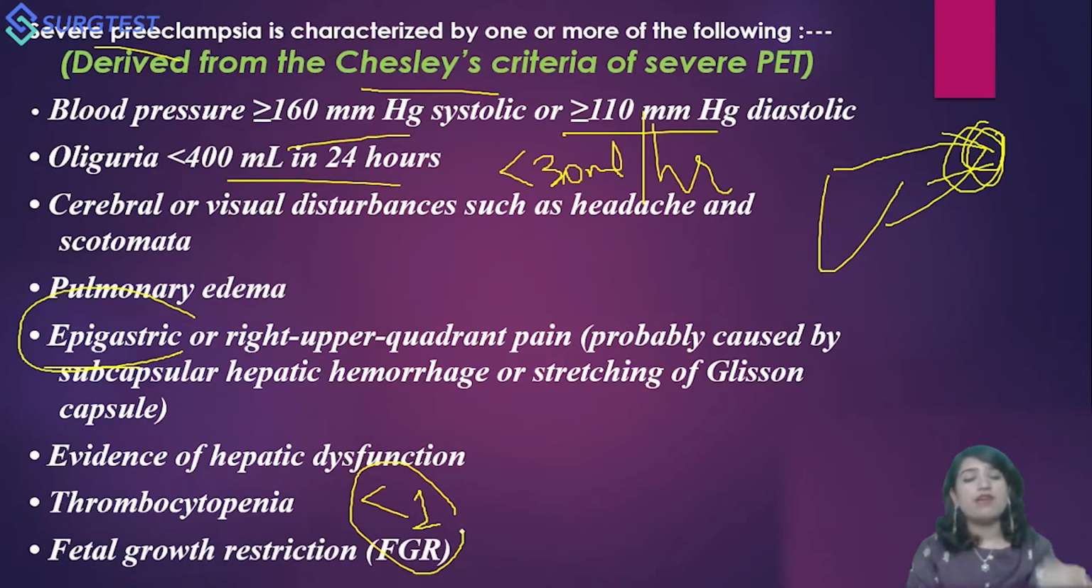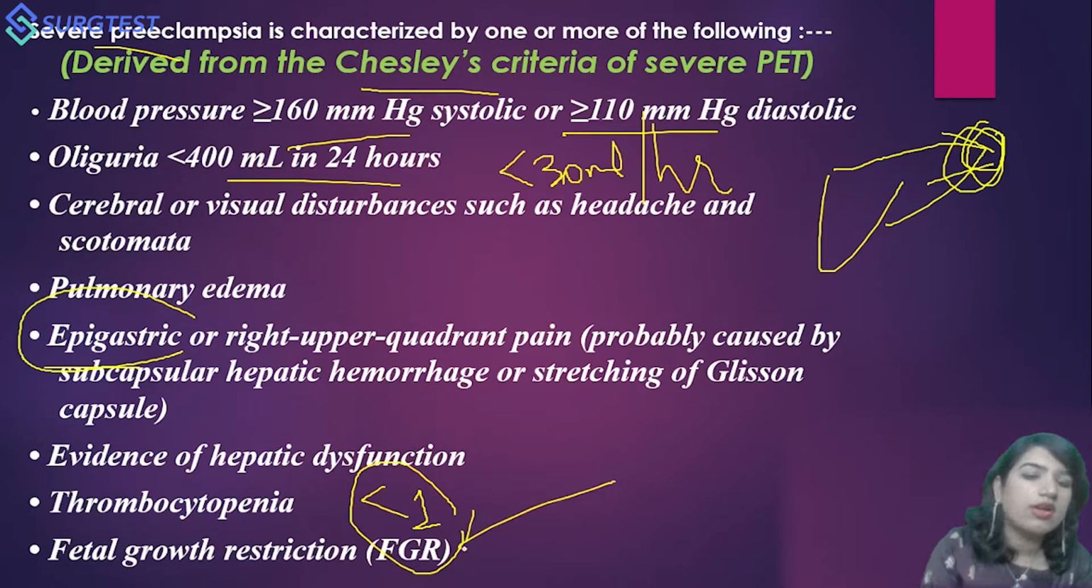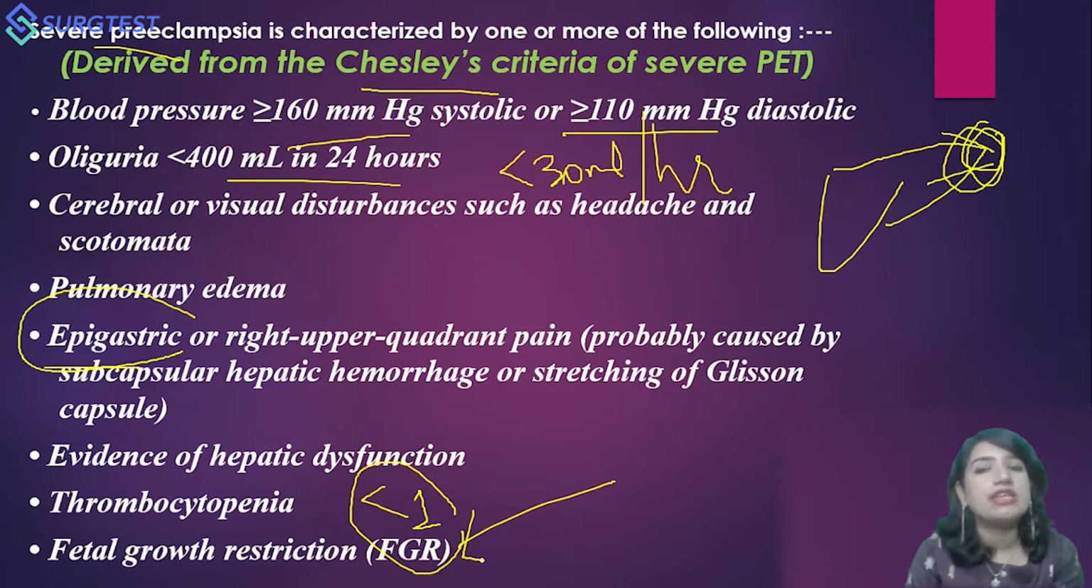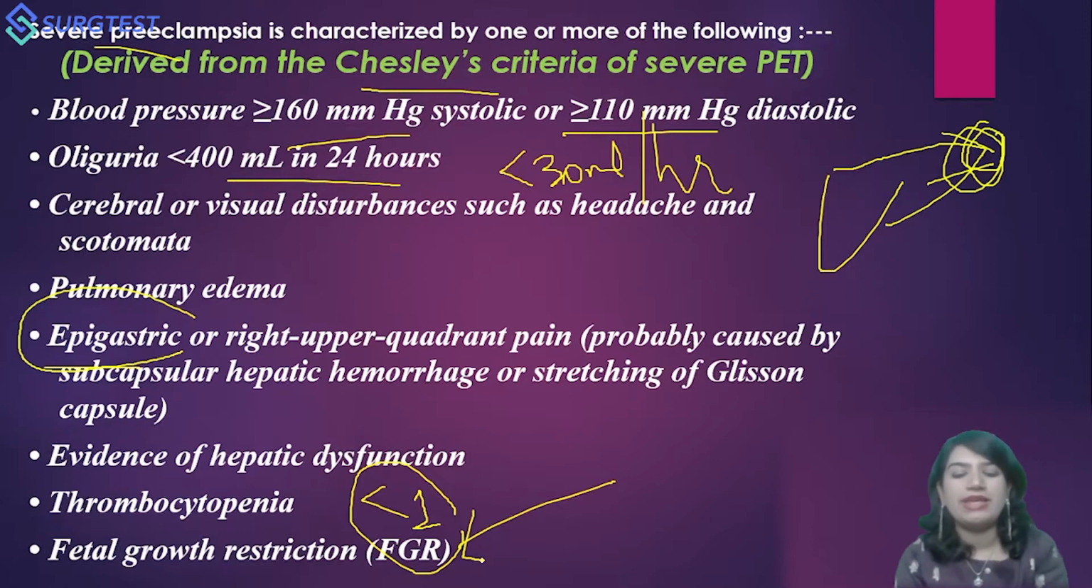And yes, a fetal growth restriction. Now, this is a new criterion. Previously, we did not include FGR into the criteria for severe PET, but now it is known that in severe preeclampsia, there is an onset of uteroplacental insufficiency, which definitely would result in fetal growth restriction, and more so in early onset preeclampsias and less so in late onset preeclampsia. But definitely, it is one of the criteria for diagnosis of severe preeclampsia.